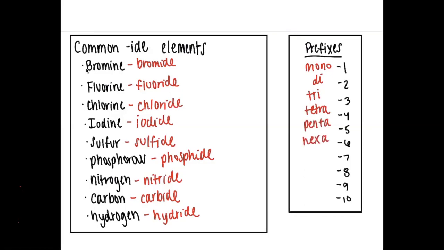All right, let's finish the rest of them. What's 7? Hepta. Good. 8 is? Octa. 9? Nona. And 10 is? Deca.